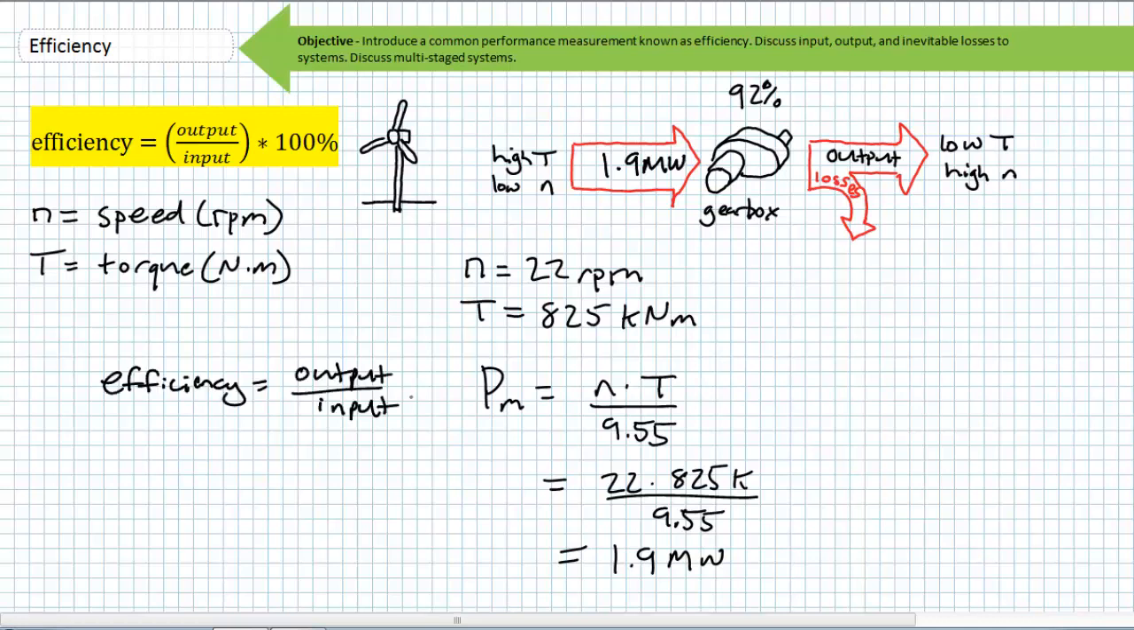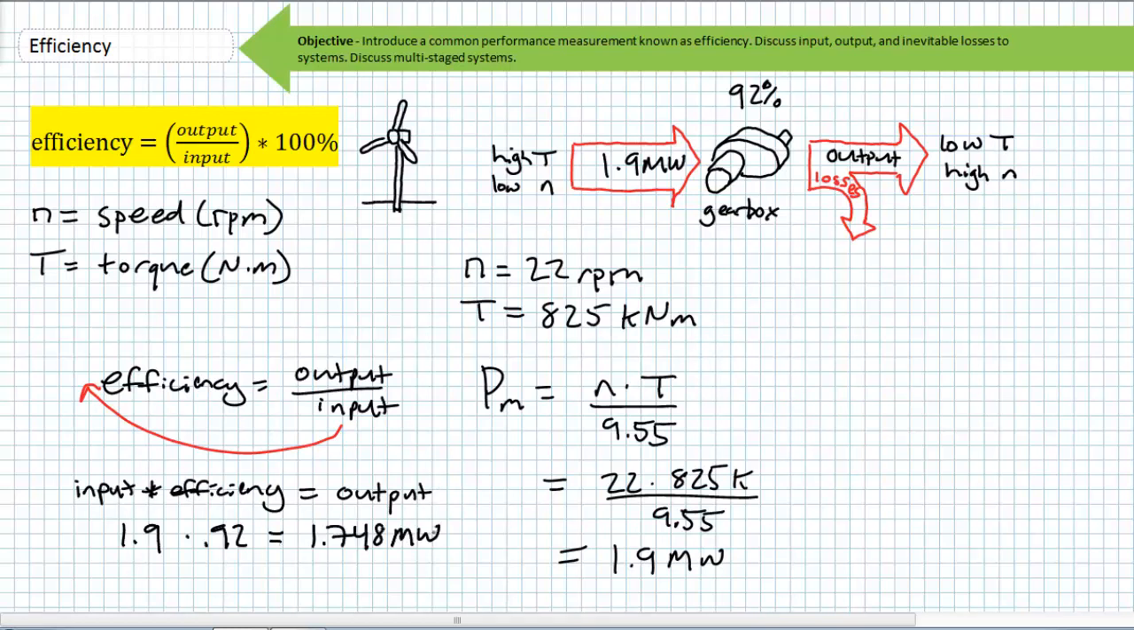Without the percentage in there, we can now manipulate the formula to solve for output, where output is now equal to efficiency times input. Again, it kind of makes sense. The input is being reduced from 100% or 1.0 down to 92% or 0.92. Regardless, the output mechanical power is 1.748 megawatts. Check your work. Is output less than input? Yes, it is. We should be reasonably confident our answer is correct.